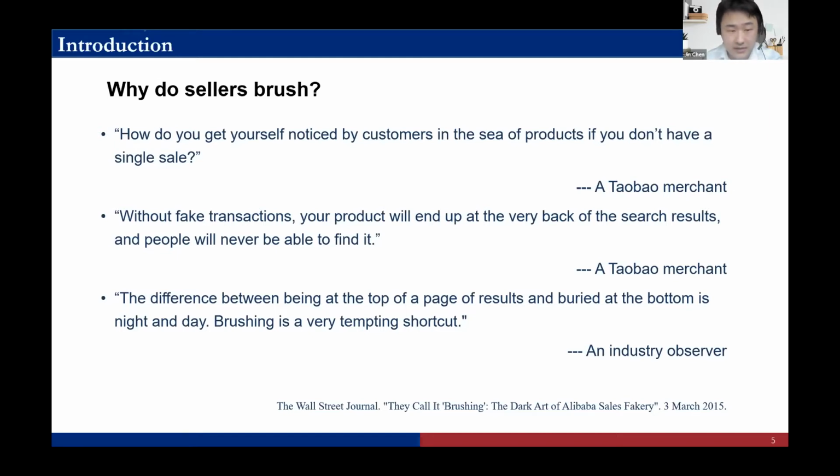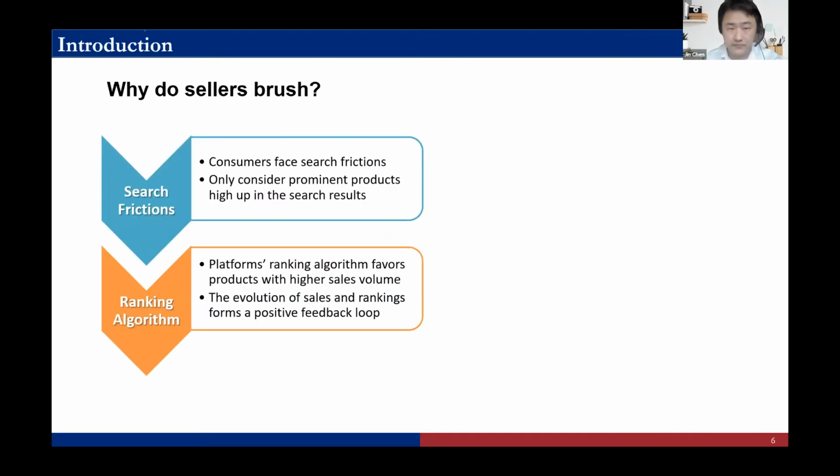So in the eyes of online merchants and industry observers, brushing almost becomes a necessary evil. These quotes consistently reveal one fundamental motivation of brushing, which is that consumers face search frictions and thus often only consider prominent products that rank high in the search results. And at the same time, the platform's ranking algorithm tends to give more visibility to products with higher sales volume.